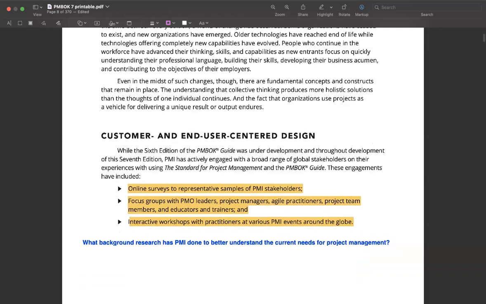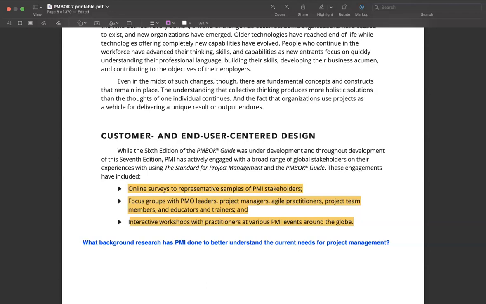So right off the bat, my initial thoughts are that the 7th edition of the PMBOK seems more high level as compared to the 6th edition of the PMBOK. The 6th edition of the PMBOK was a more process-based approach. There were a total of 10 knowledge areas and 49 processes in the 6th edition. And what they've done with the 7th edition is that they have moved from a process-based approach to a more principle-based approach.